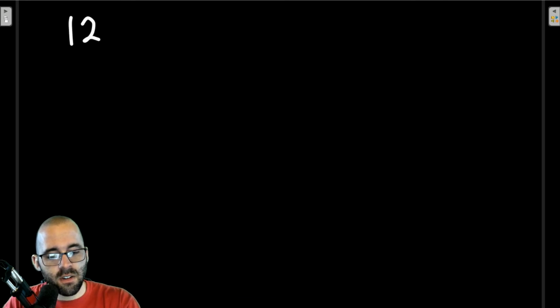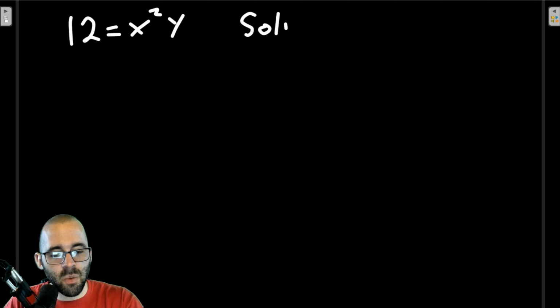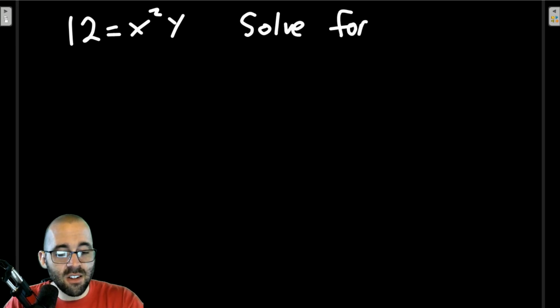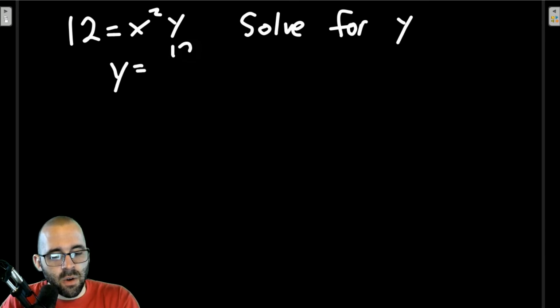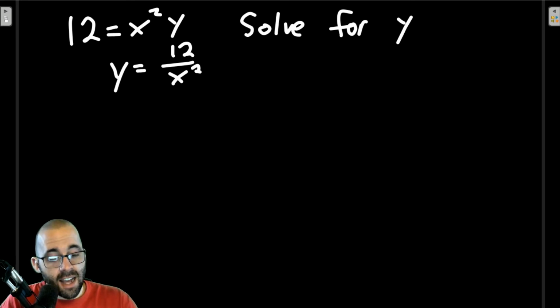We get 12 equal to x squared y. This is our constraint equation. And we're going to solve for y. Again, solving for x works. It's just a little harder. So divide both sides by x squared. We get y is equal to 12 divided by x squared. Excellent.